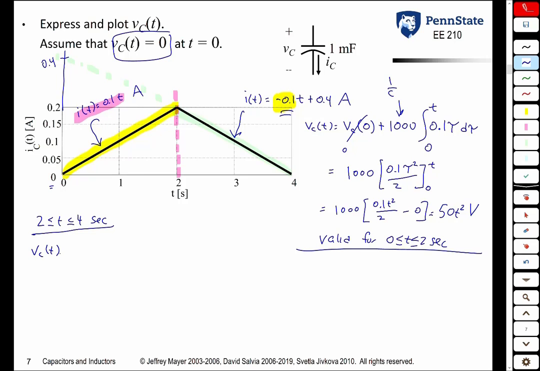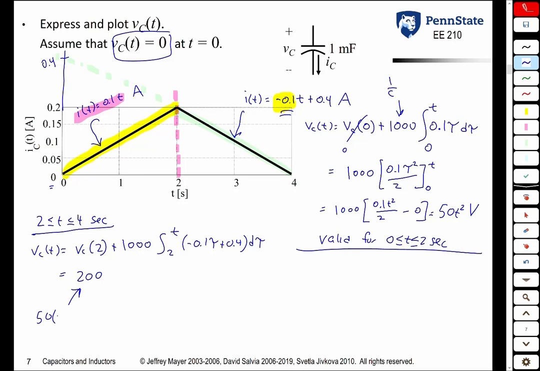For t between 2 and 4 seconds, we have a slightly different equation. VC of t is now VC at time 2, this is our new starting point, plus 1 over the capacitance, times the integral from 2 to t of negative 0.1 tau plus 0.4 d tau. The voltage across the capacitor at 2 seconds, you work it out, is 200. Where does that 200 come from?